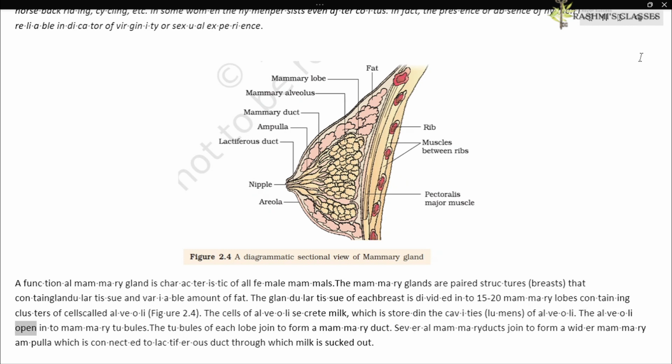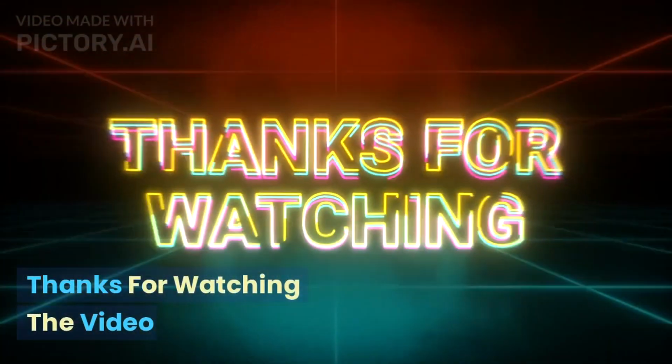The alveoli open into mammary tubules. The tubules of each lobe join to form a mammary duct. Several mammary ducts join to form a wider mammary ampulla which is connected to lactiferous duct through which milk is sucked out.